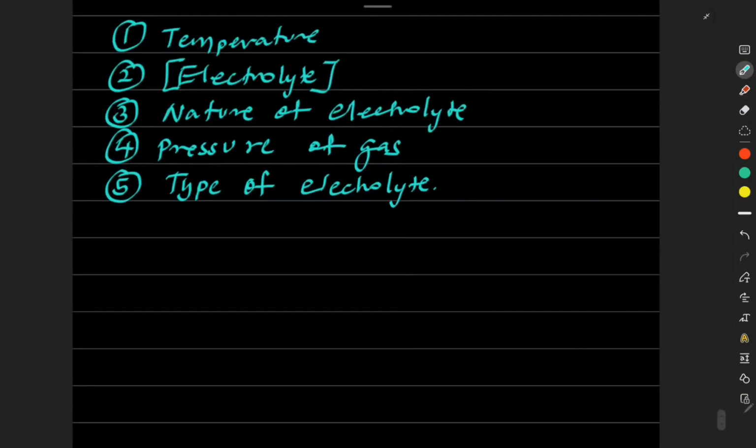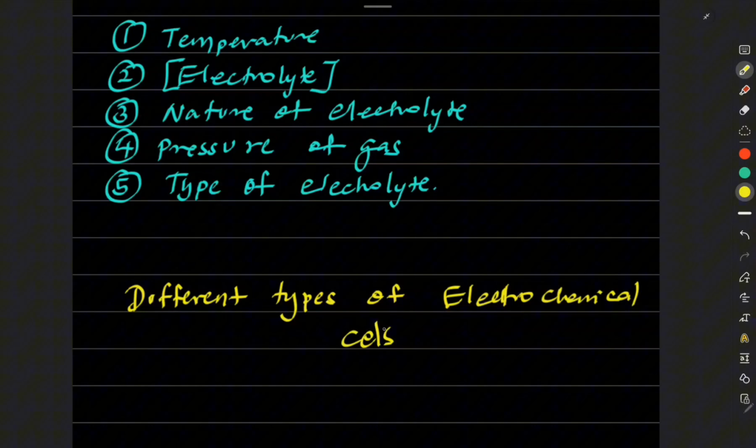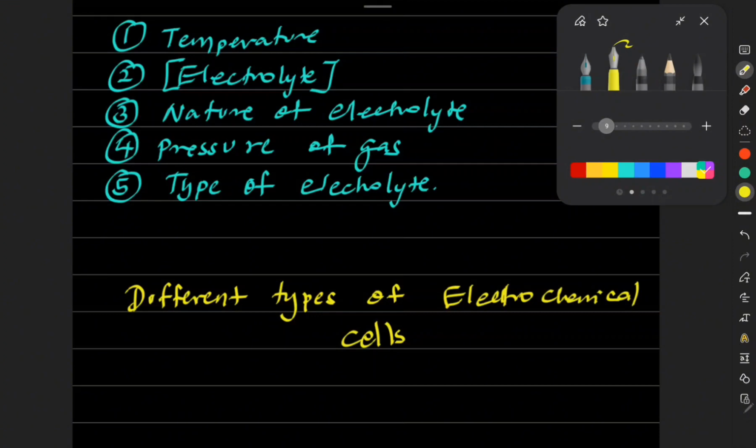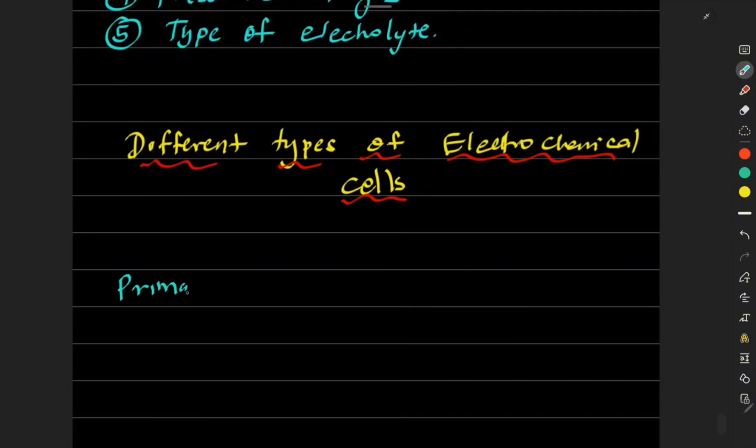Okay, now let's discuss different types of electrochemical cells. Electrochemical cells are used to convert chemical energy into electrical energy. And there are primary cells and secondary cells.